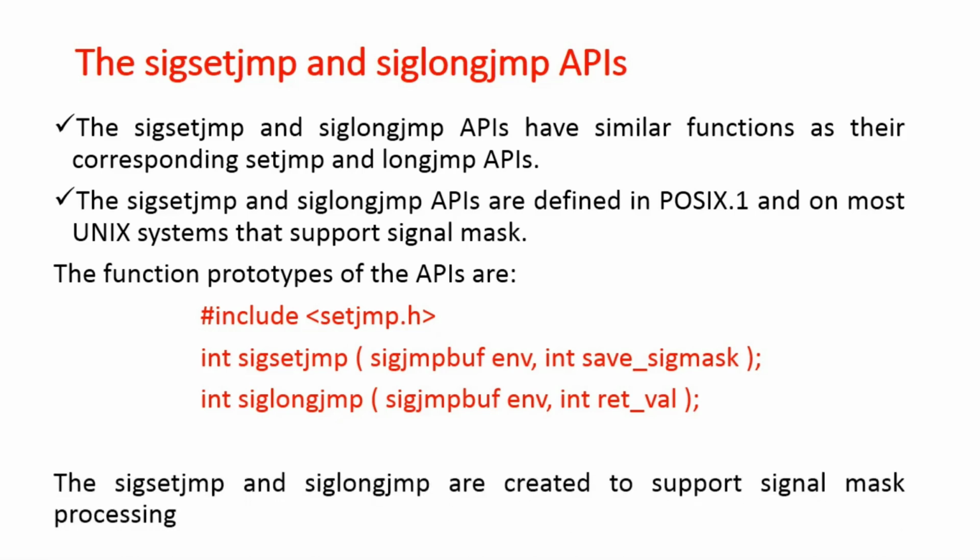The sigsetjmp and siglongjmp are created to support signal mask processing. You already learned about signal mask processing. What is a signal mask? Now these two functions or APIs are used to support that concept, that is the signal mask.